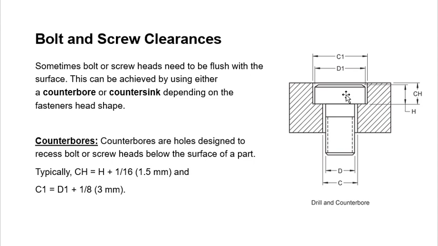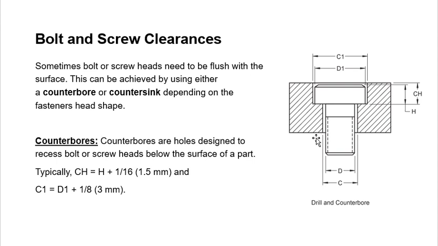So mathematically, your CH, which is this head height, is going to be the head, of course this little one from here to here, plus 1/16, times 1.5 millimeter. This is your equation right here. And if you want the head width from here to here, you can get it by adding 1/8, about 3 millimeters, to D1. D1 is the length of your head. C1 is the length of your clearance hole, the space width.